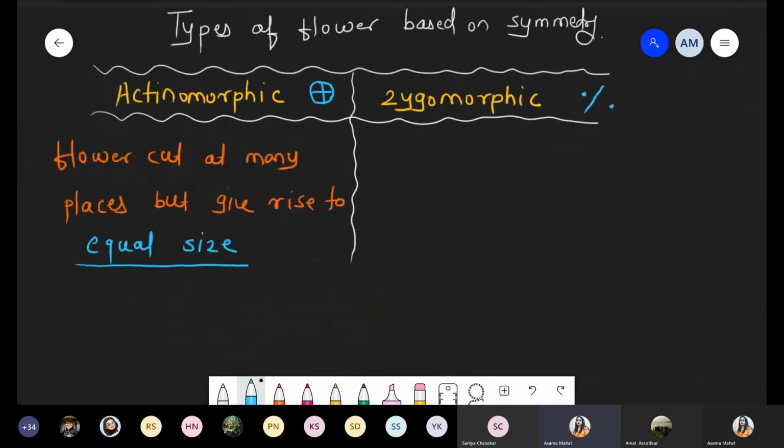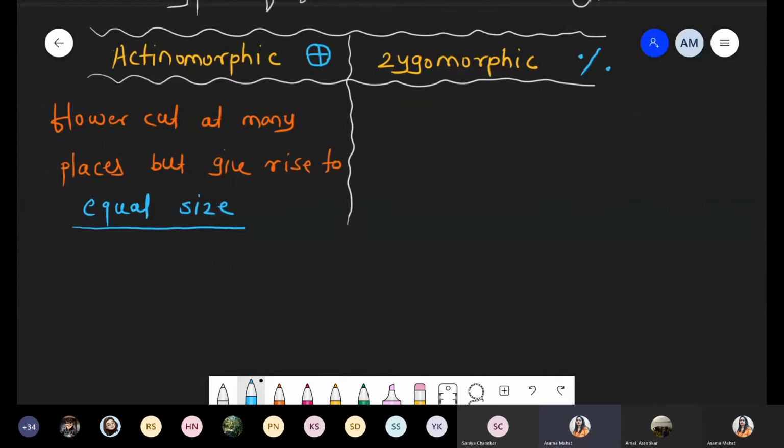So simply, for example, suppose this is one flower. If you make a vertical cut, it will be divided into two parts. If you cut horizontally, again it is divided into two parts. If you cut in any slanting position, again it will be divided into two equal halves, like this. So if you cut at any direction, definitely two planes are formed, and those planes are of equal size. Such a condition is called an actinomorphic flower. You can cut at any point.